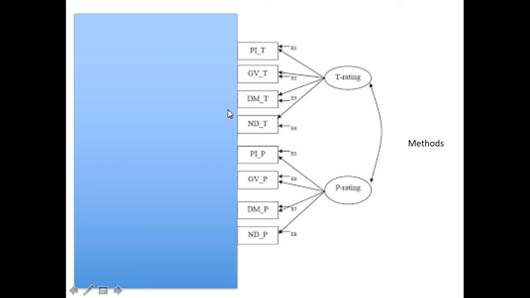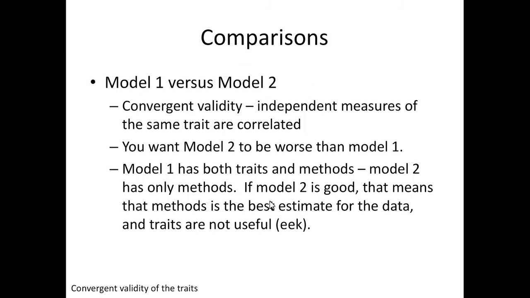And so this model should be worse because we've taken out the traits. At this point, we would say if this model was the best, that it was all measured by methods, which is not good. That implies that there are no traits, that everything is a method effect, which is bad. So this would be convergent validity. So it's independent measures of the same trait are correlated, which is model 1. And so we want model 2 to be worse than model 1.